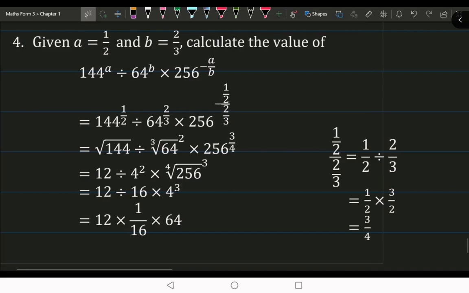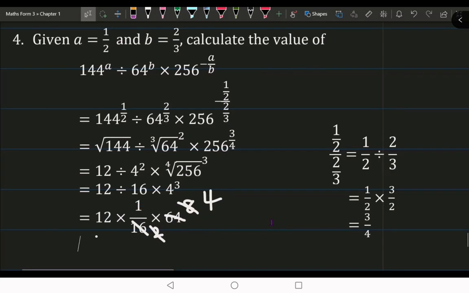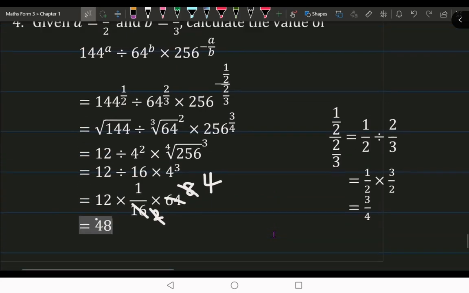Well, you can simplify like this. So finally, we get the right answer here. The answer should be 12 times 4, which is 48. Finally, we get the answer.